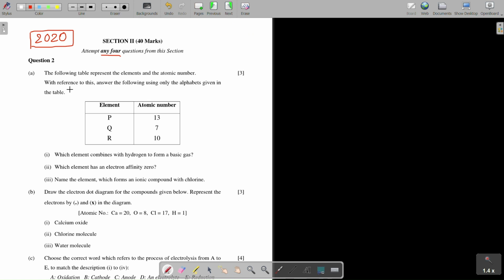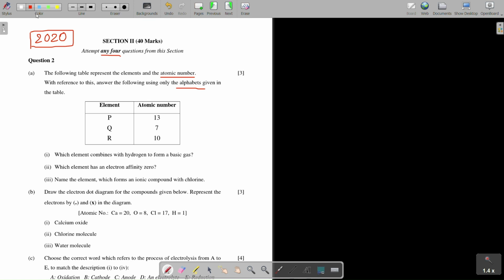The following table represents the elements and their atomic numbers. With reference to this, answer the following using only the alphabets given in the table. Elements P, Q, R, atomic numbers 13, 7, 10. The questions are given here. This is a very simple question.